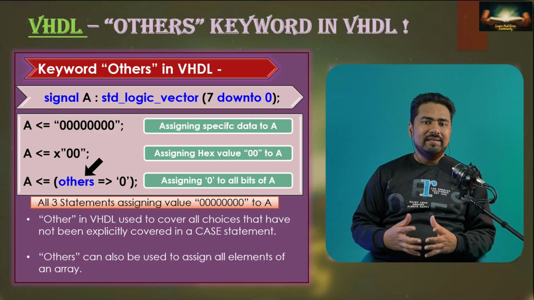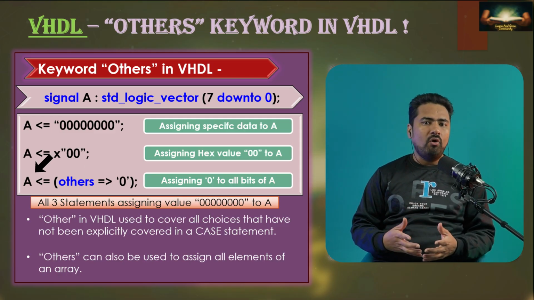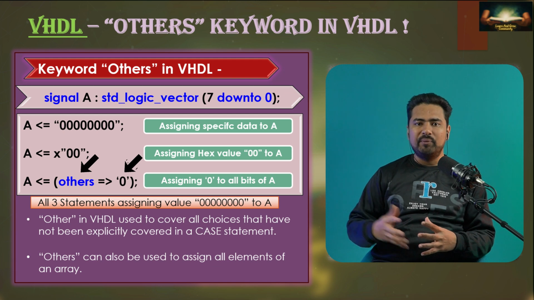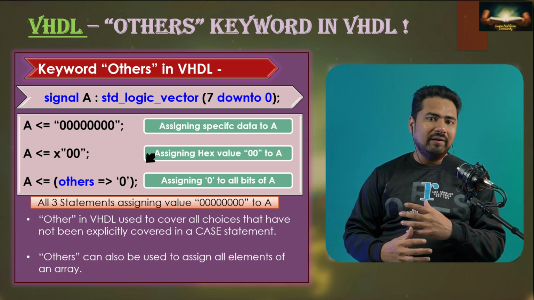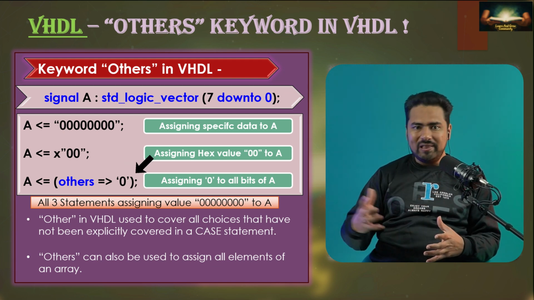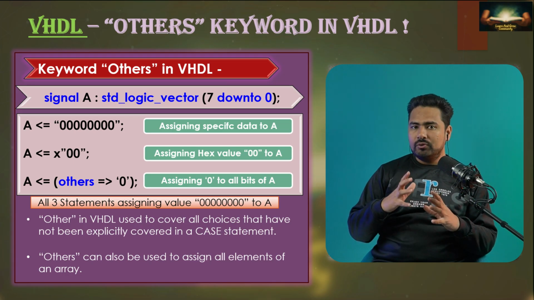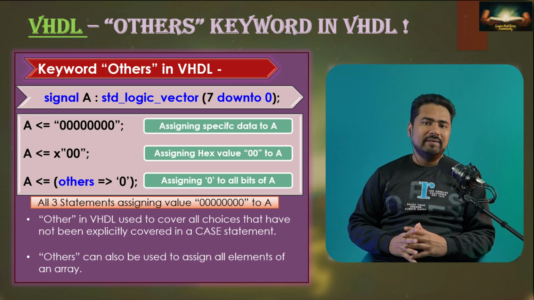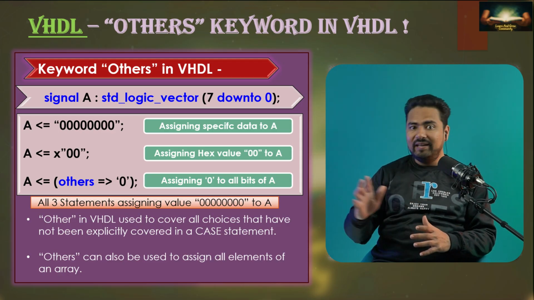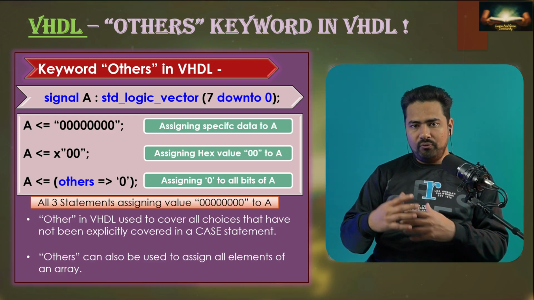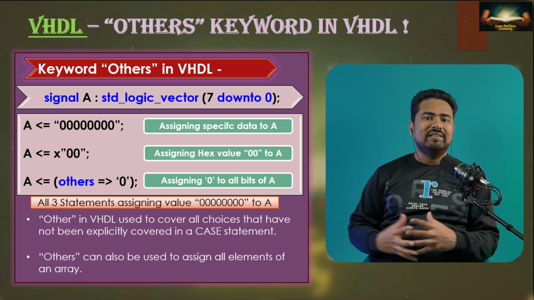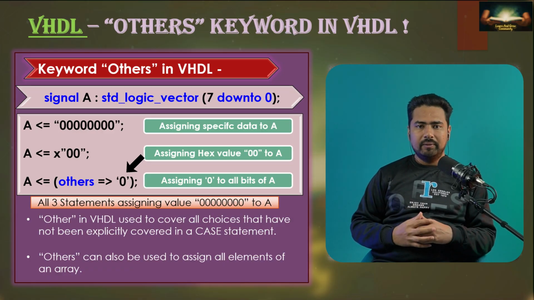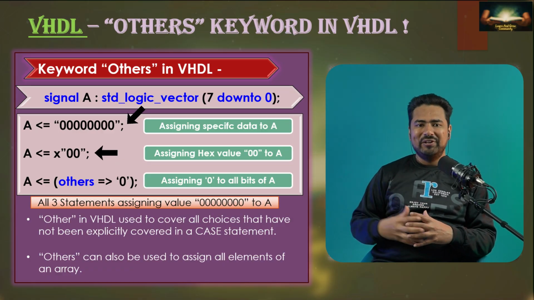The third method is using the others keyword. So we can write this like A gets the value of (others => '0') semicolon. This statement assigns the value 0 to all the elements of this array. So now you do not need to take care of the array sizes. This method is efficient and works for any array size. So when you are dealing with very long vector signals, this method is preferable over the other methods explained here.